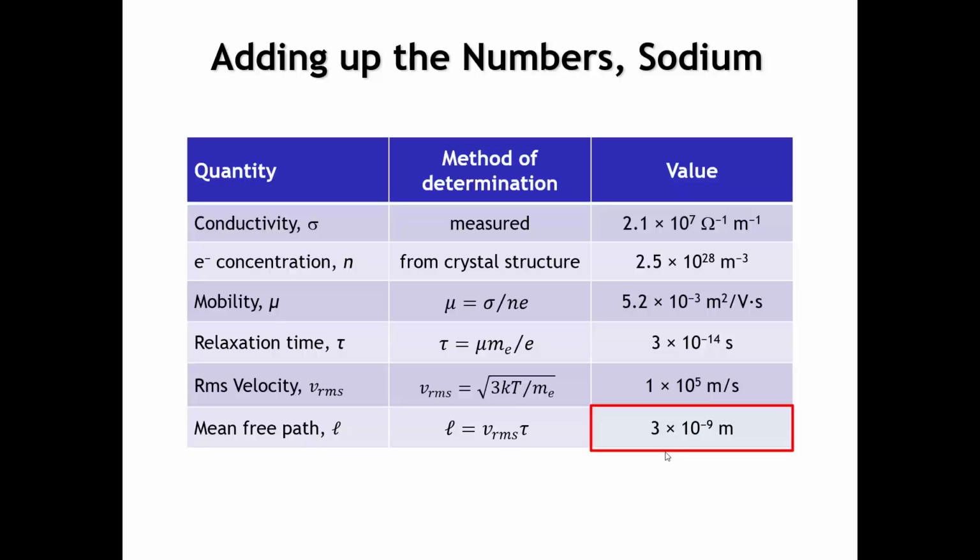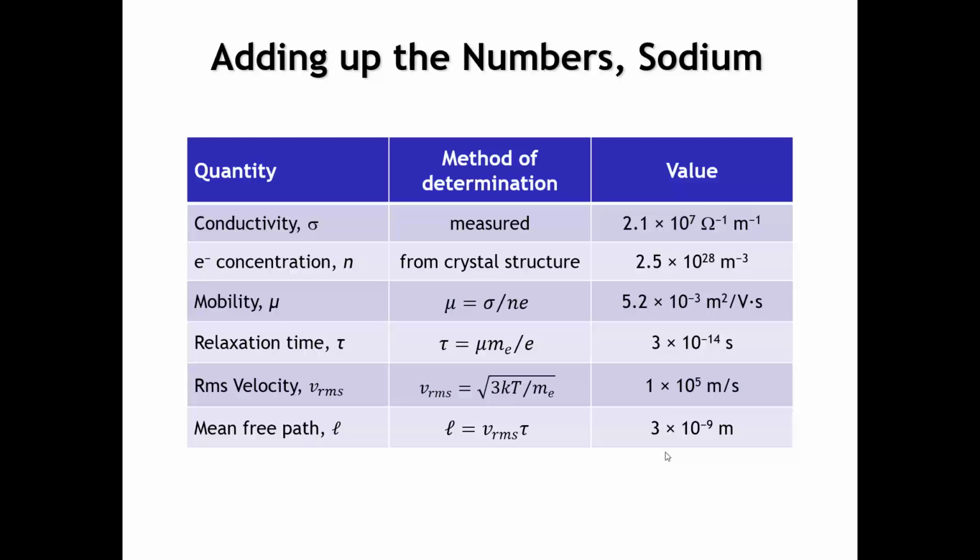It is 3 nanometers. And well, that seems pretty reasonable, right? Our initial guess at the mean free path was 1 nanometer, but who's to say that the electron might not travel 5 or 6 unit cells before it hits an ion? I mean, does that mean that the Drude model is correct?